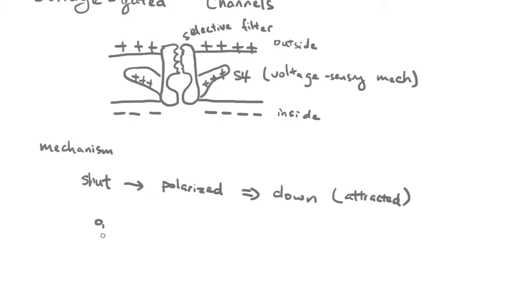Now we have the open position. So what it does is that when the cell membrane is depolarized to around -50, the S4 wing will migrate back up so that the structural occlusion from the pore can be removed and then ions can diffuse through.